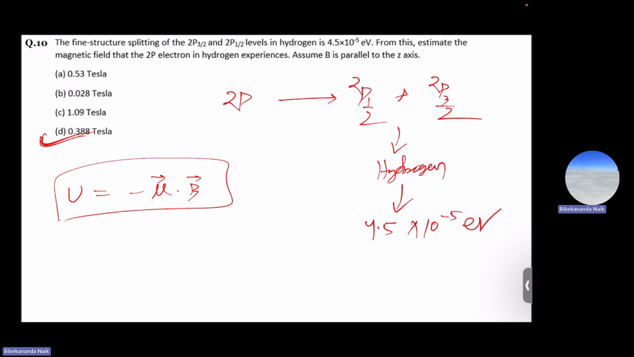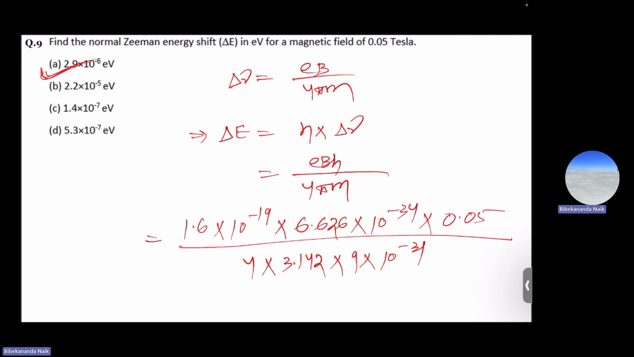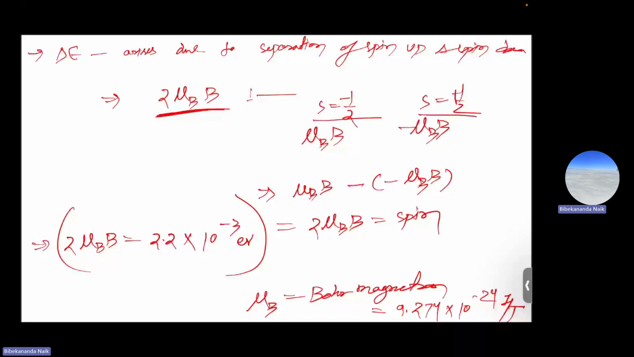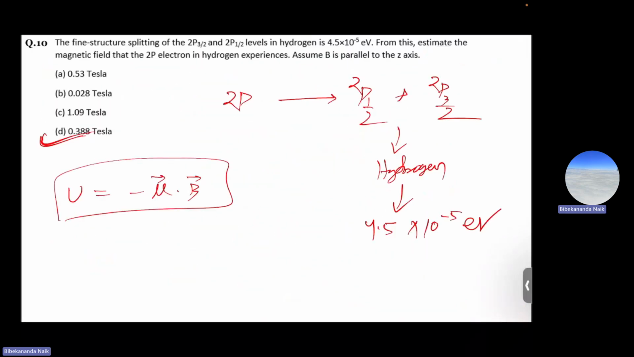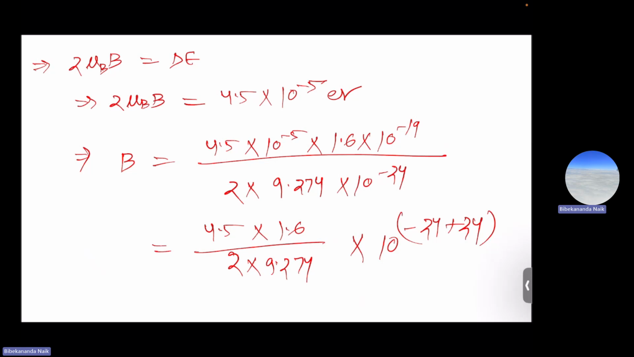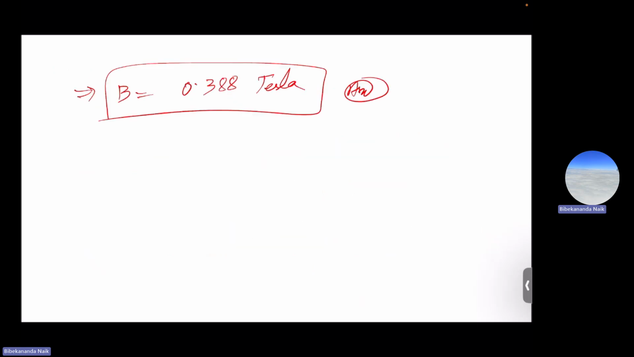So the splitting, like we had already discussed, was due to the spin up and spin down motion, which is 2 mu B B. Due to the magnetic field effect, it got split into 2p3/2 and 2p1/2, and that led to the energy difference of 4.5 into 10 to the minus 5 eV. If you calculate, the magnetic field will be 0.38 Tesla, because the interaction energy is 2 mu B B, where mu B is the Bohr magneton.